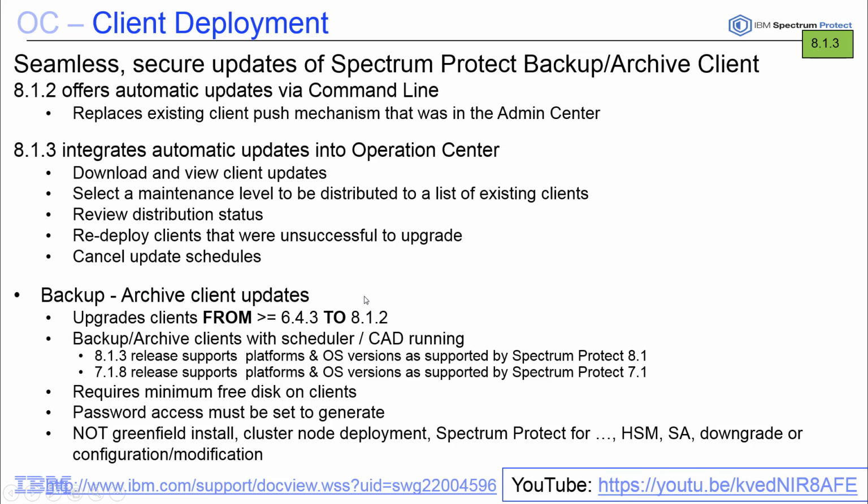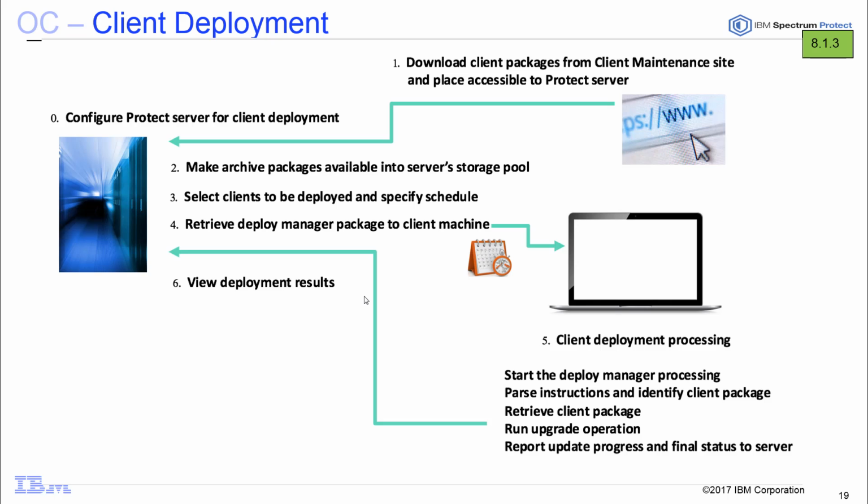Moving on to slide 19. So the steps that we go through for this OC client deployment setup is we first of all configure the Protect server for client deployment. Then we download the client packages from the client maintenance site and place them into the Spectrum Protect server.